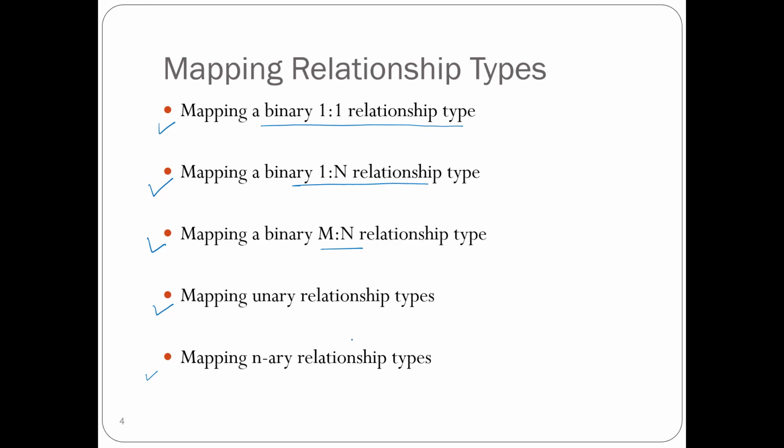So all these bullets that you have correspond to different kinds of relationships. When we are saying binary, unary, and n-ary, that relates to the degree of relationship, whereas one-to-one, one-to-n, m-to-n, these are all the cardinality of relationships.